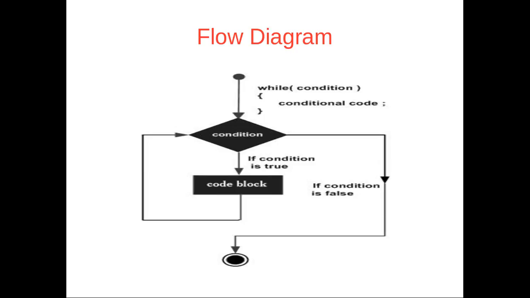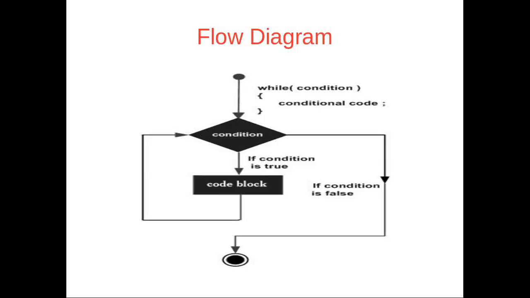If I look at the flow diagram of the while loop, we can see that our control flow will first come to the condition. It will check whether the condition is true or not. If our condition is true, then our statement will go into the code block and then return back to the condition, until and unless our condition is false. If our condition is false, then it will come out of this loop and it won't execute the body of the while loop.